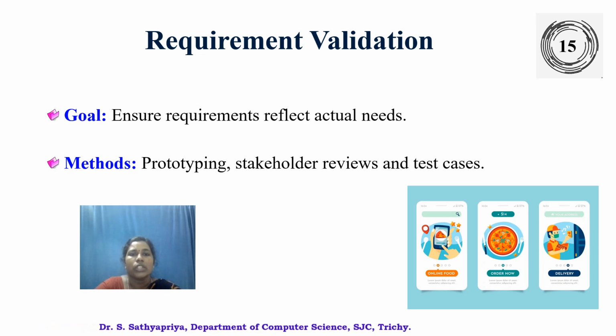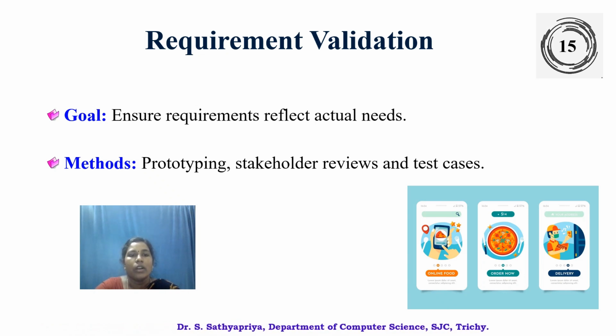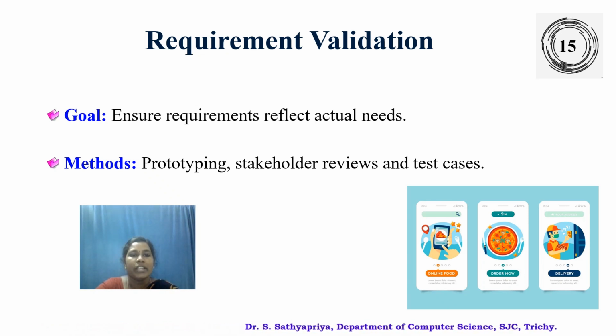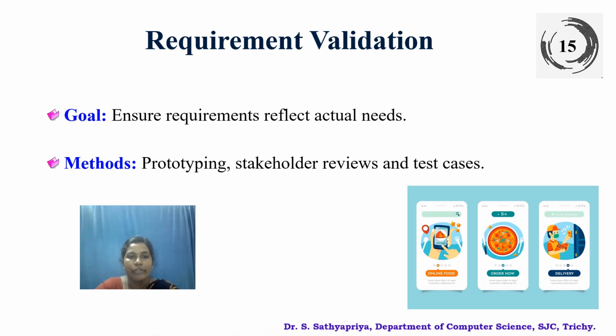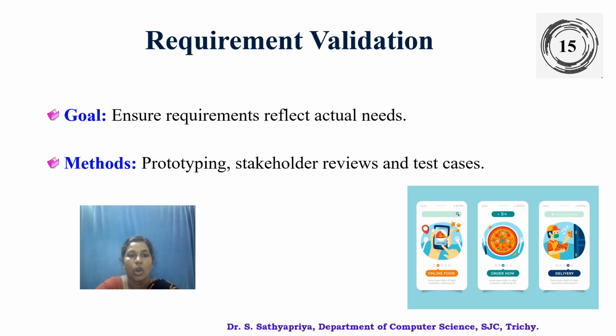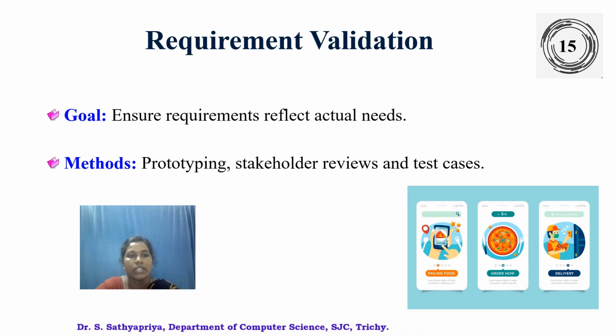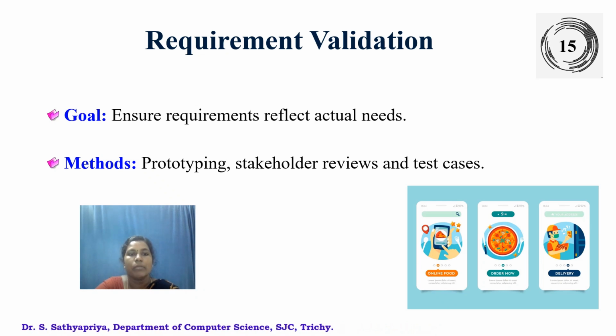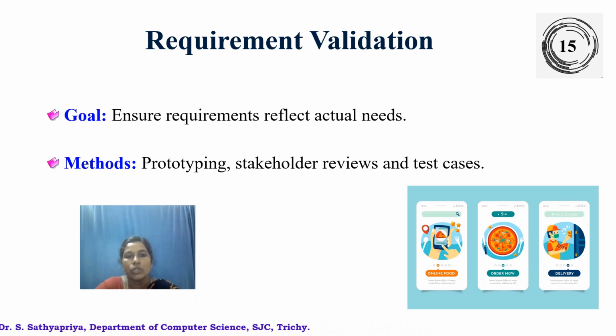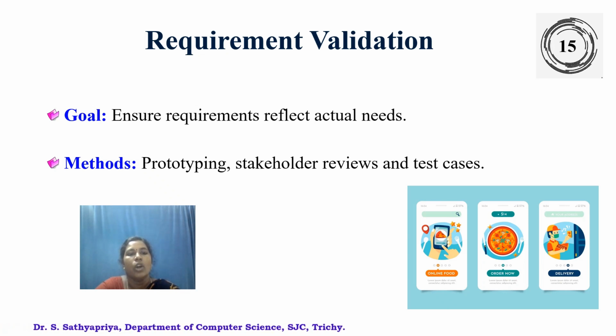Let me discuss this concept with a simple example. Before building the full application, we might create a prototype, like a simplified version of the application interface, and share it with our customer and delivery personnel. Their feedback will tell us if we are heading in the right direction or if we need any adjustment. This process saves time and prevents costly mistakes. Imagine spending months building a feature that users don't even want or need. Validation helps us catch those issues early and ensure the final product is aligned with what users expect.